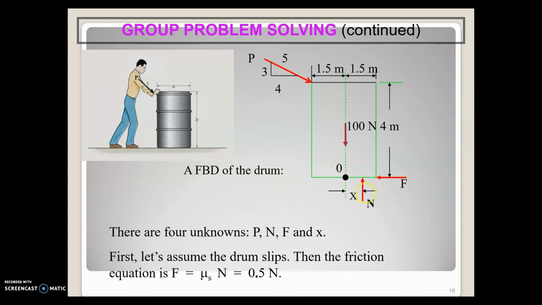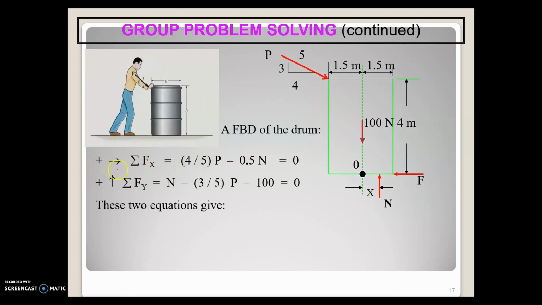Alright, so there are 4 unknowns yang ada. Kita ada P, kita tahu berapa nilai P. Kita ada normal force kat sini, kita ada F, kita ada F is frictional force, kita ada X. Right, so ada 4 unknown. First kita assume the drum slips. Bila the drum slip, so frictional force awak F equal to mu S N and equal to 0.5. Okay, then the frictional equation kita adalah F equal to mu S N, di mana mu tadi 0.5, N is normal force. So, F kita sini 0.5 N.